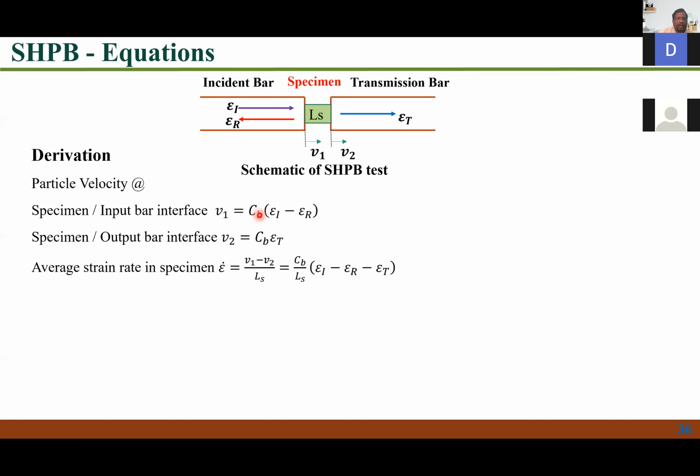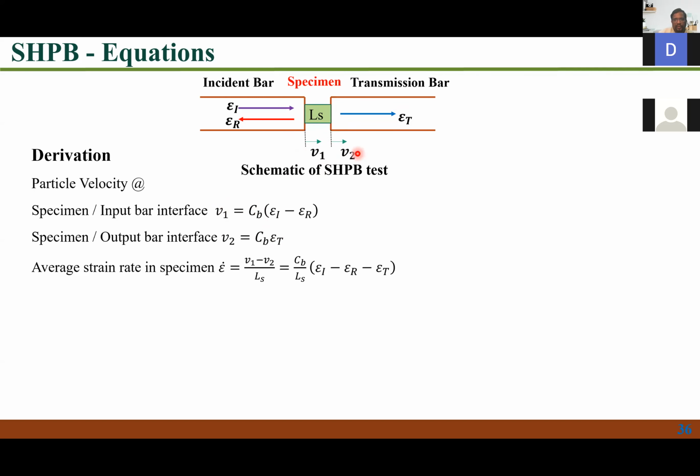Then I get my velocity at this interface. Similarly, I get the velocity at the other interface by the wave propagation speed multiplied by the strain, epsilon t. And now, what is the average strain rate in the specimen? I know the length of the specimen, Ls. I know the velocity at this location is V1. I know the velocity at this location is V2.